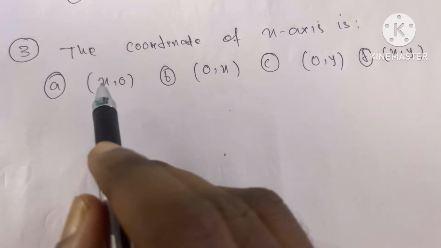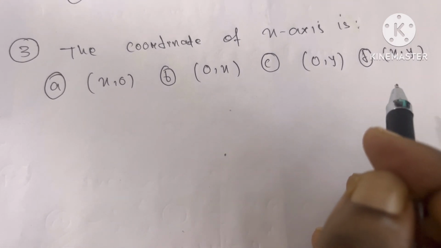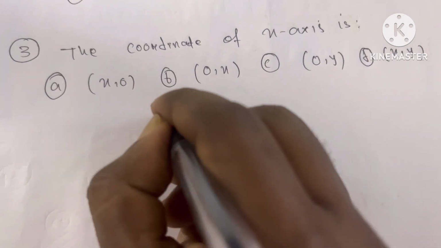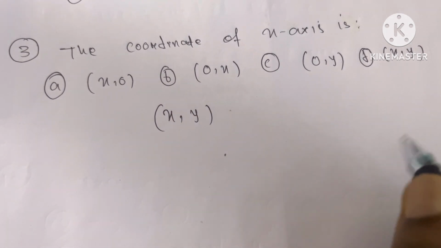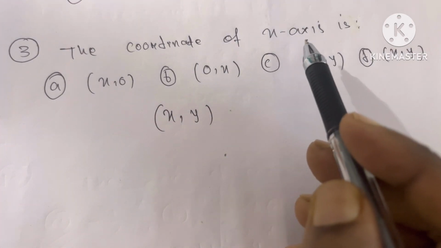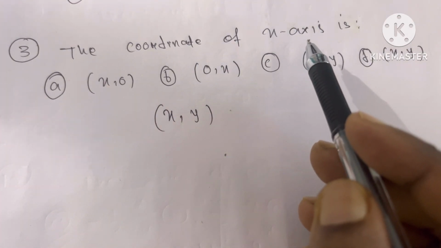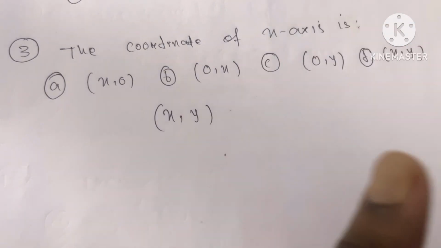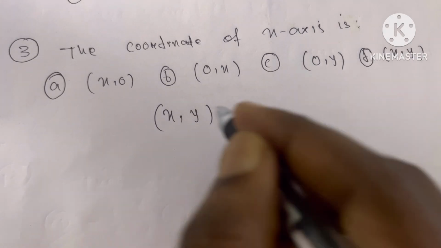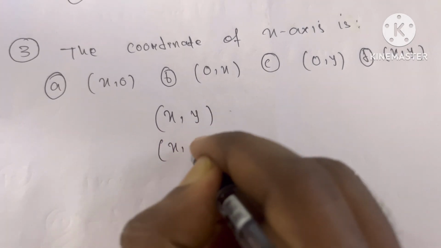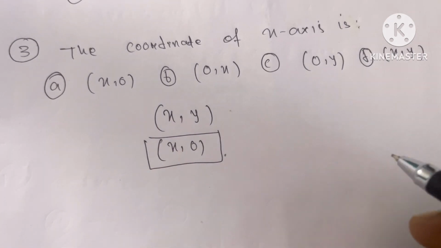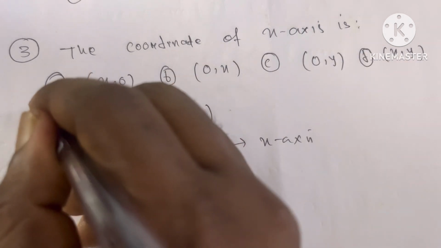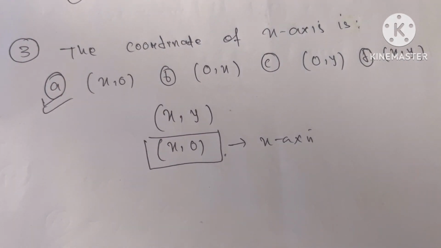The coordinate of x-axis is x comma 0, 0 comma x, 0 comma y, or x comma y. This is very simple. As you know, the standard form of coordinate is x comma y, right? But I need the standard form of a coordinate on the x-axis. So always remember, on the x-axis the value of y will always be 0. On the x line the value of y will be 0. So the standard form of coordinate of the x-axis is x comma 0. Yes or no? So option A is correct. Okay.